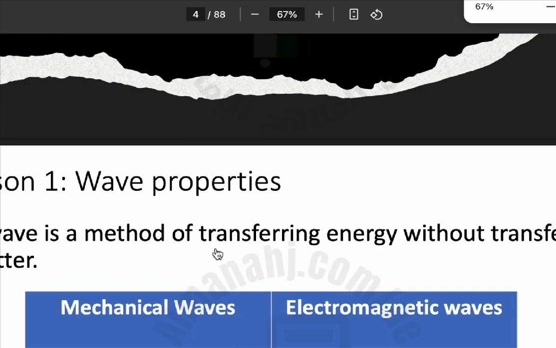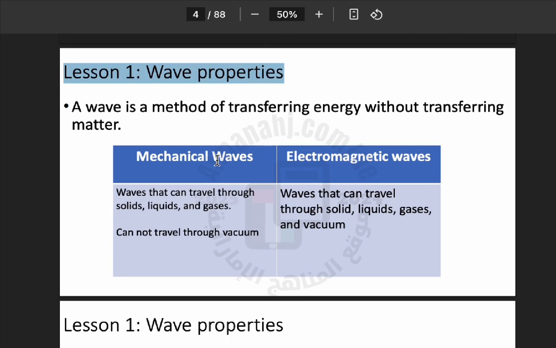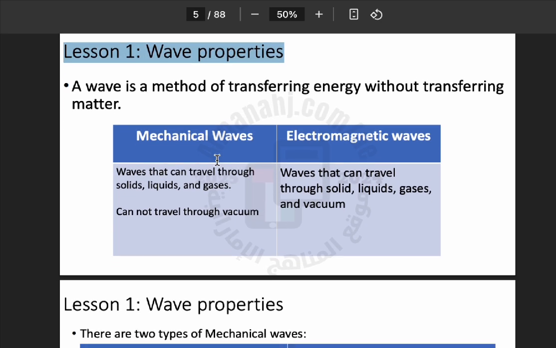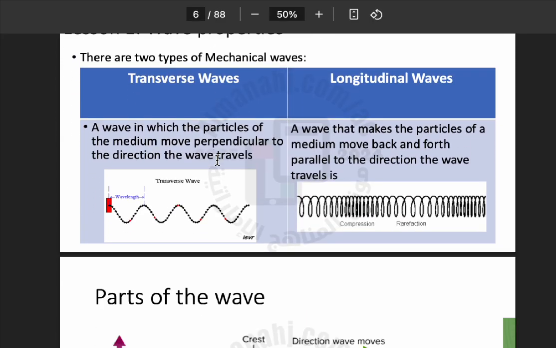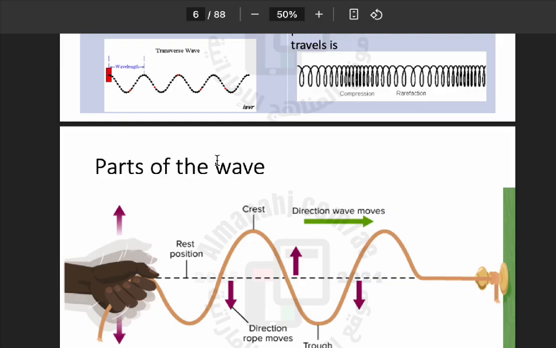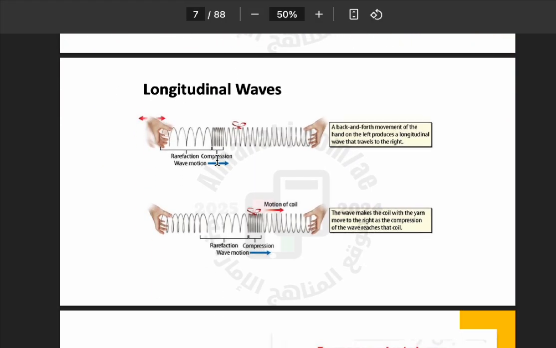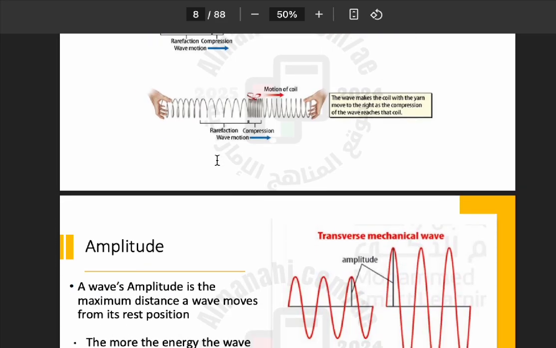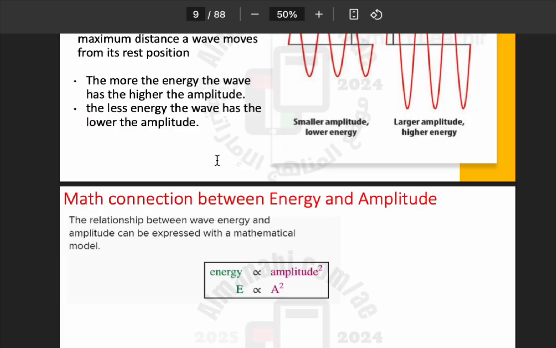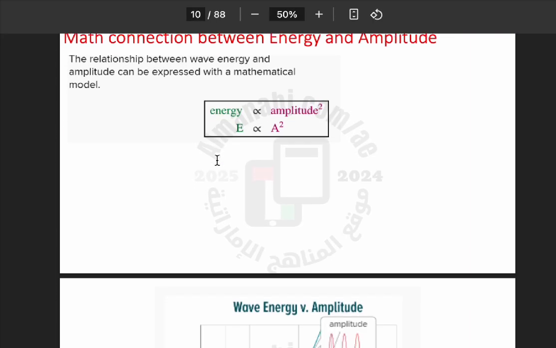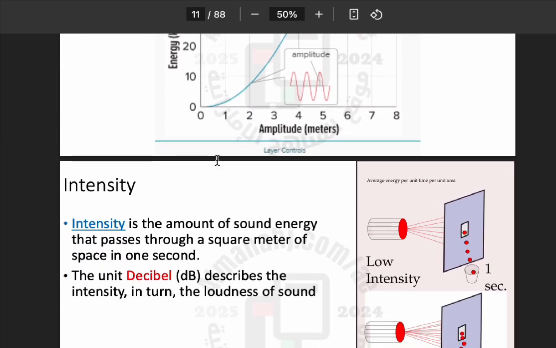Lesson 1. Wave Properties. Waves transfer energy without transferring matter. We studied mechanical waves, which need a medium to travel through, and electromagnetic waves, which can travel even in a vacuum. Mechanical waves can be either transverse or longitudinal, depending on how particles move. We also learned about amplitude, wavelength, frequency, and intensity, and how these properties relate to energy.